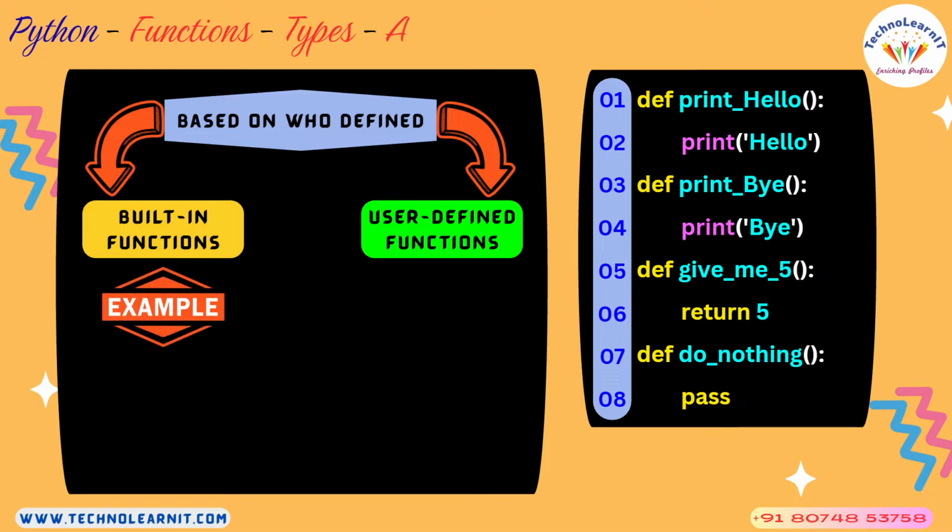And what are some built-in functions? Examples for built-in functions: print is one, len is one that we have already used multiple times. Min is another one, max is another. There are thousands of built-in functions available. So built-in function means what? A built-in function is a function which will automatically be available for you to use once you install the Python software.